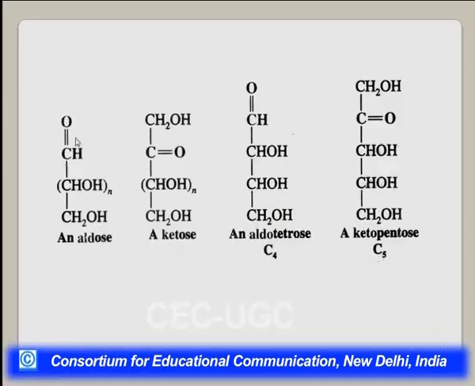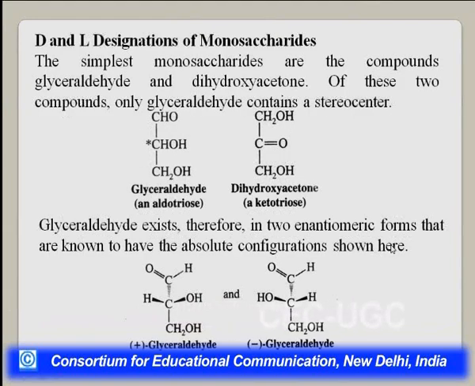And you can see the structure. This is an aldose, because at the first carbon atom there is an aldehyde group. This is a ketose. This is an aldotetrose, because you can count the carbon numbers 1, 2, 3, 4, and this is a ketopentose: 1, 2, 3, 4, 5. So, this is a ketopentose.